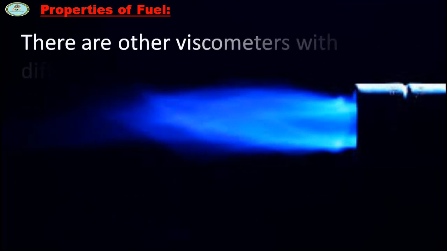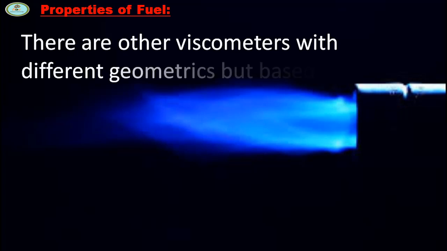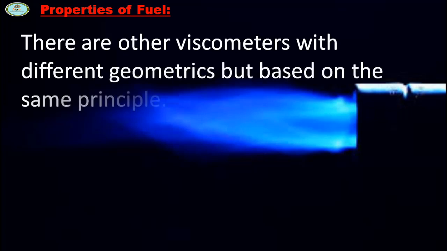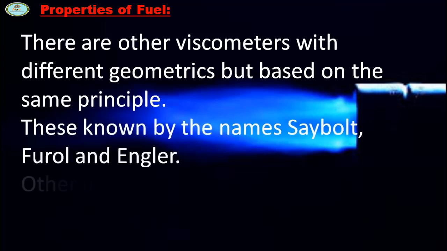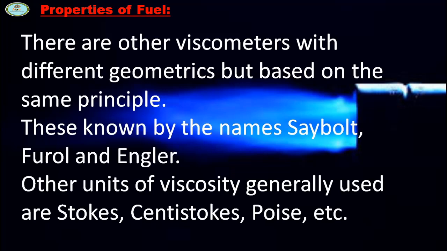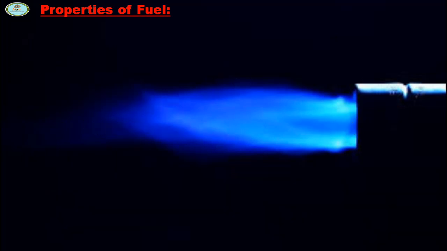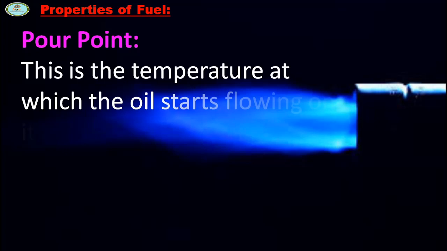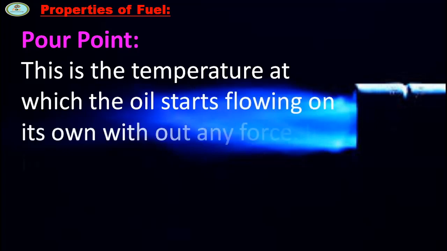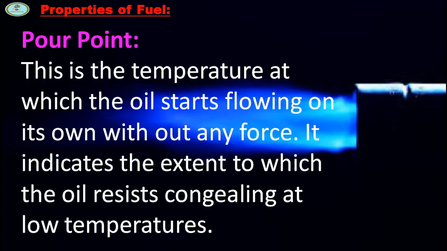There are other viscosity meters with different geometry based on the same principle. These are known by the names Saybolt, Furol and Engler. Other units of viscosity generally used are Stokes, centi-Stokes, poise, etc. Pour point. This is the temperature at which the oil starts flowing on its own without any force. It indicates the extent to which the oil resists flow at low temperatures.